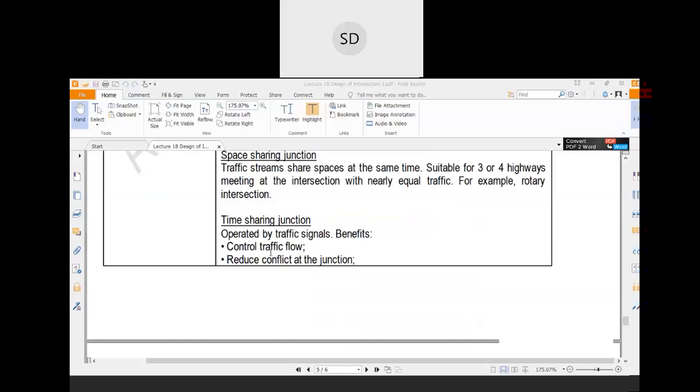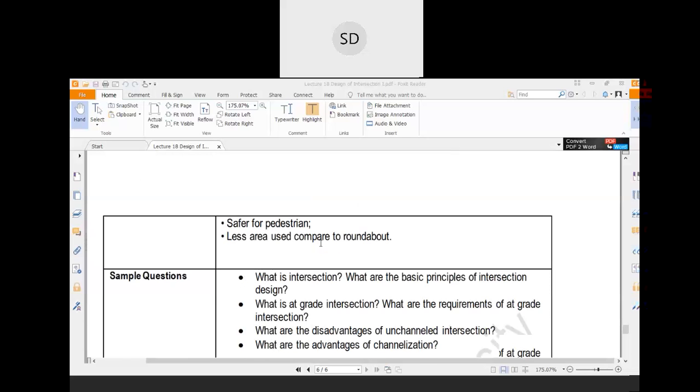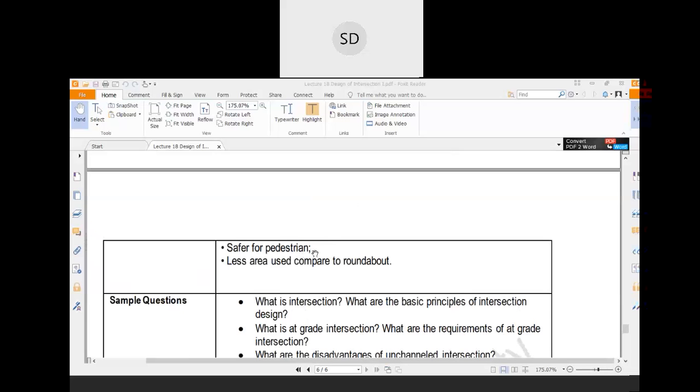Then another one is time sharing junction. Time sharing junction means operated by traffic signals. There will be traffic signals and the benefits would be it will control the traffic flow automatically and reduce the conflict in the junction, and it is safer for pedestrians also because in some traffic signals a pedestrian signal would be there where the pedestrian can cross the road whenever the signal is green for the pedestrian, and it uses less area compared to a roundabout or rotary intersection.